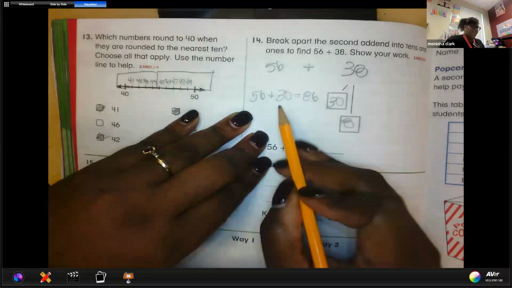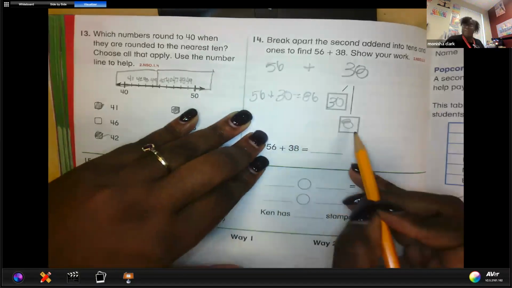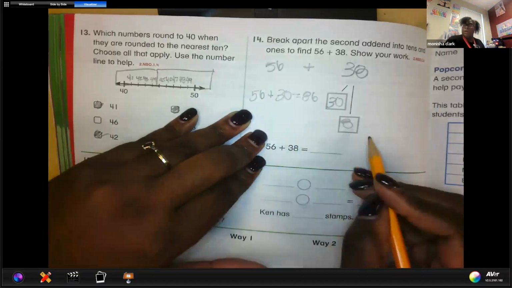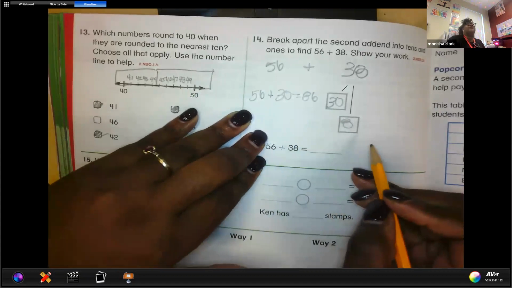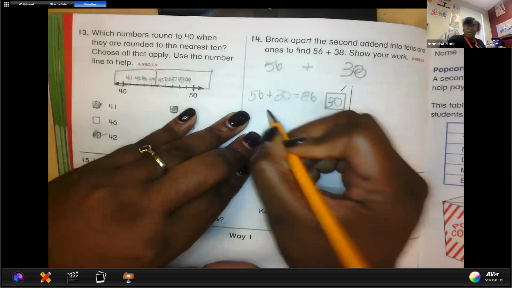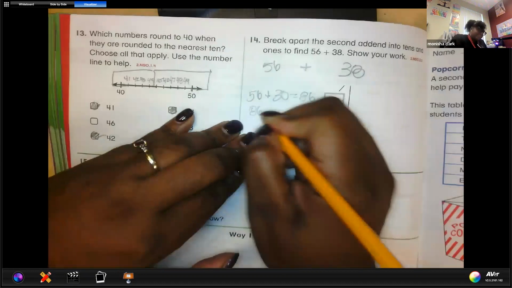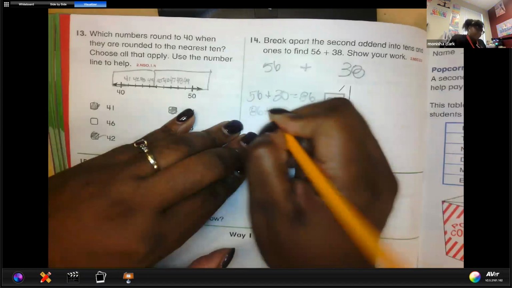Okay. So now we have part of the problem, but wait a minute. We still have 8 over here. What are we going to do with her? Well, we can also take this in small jumps, right? So if we want to take this in small jumps, how would we do that? Let's do 86. Let's just make it plus 4.